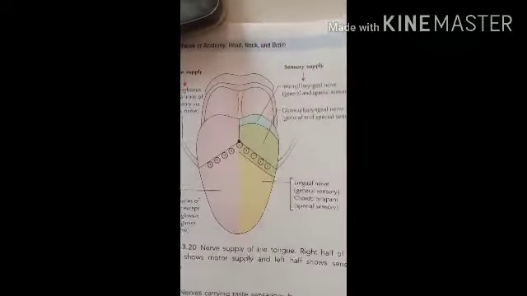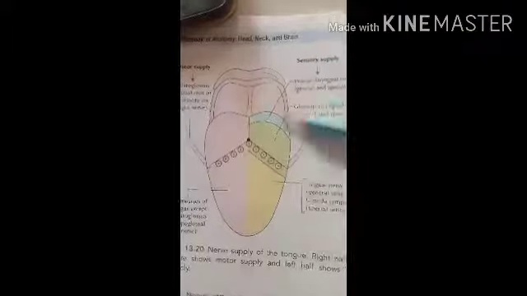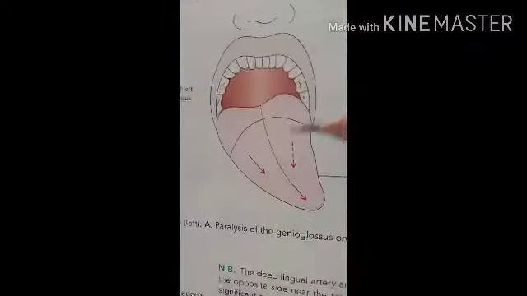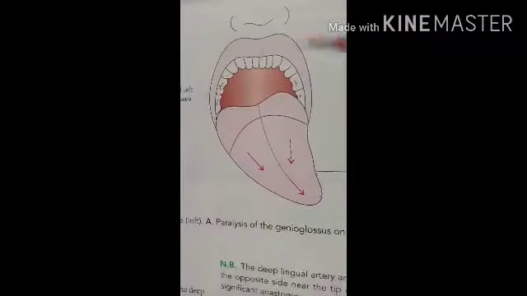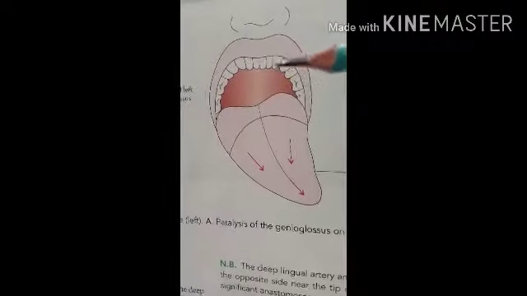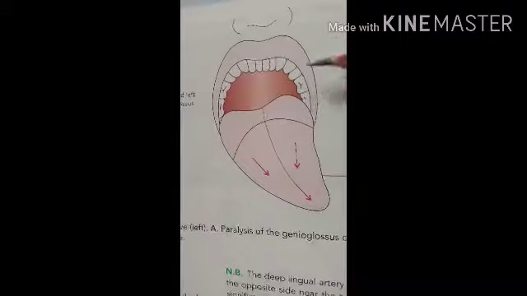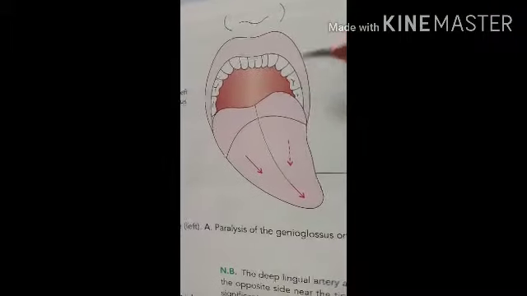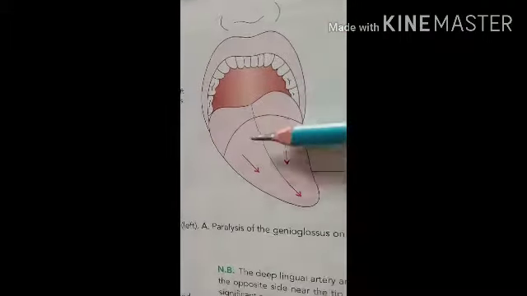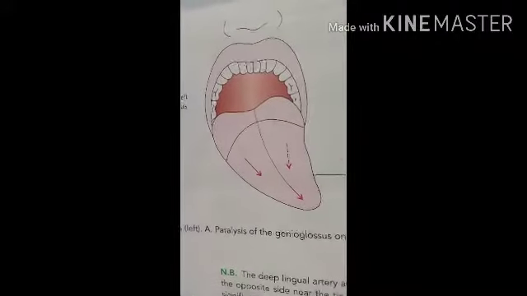Then the clinical anatomy, or the applied anatomy, related to the tongue. The first clinical point is that injury to the hypoglossal nerve produces paralysis of the muscles of the tongue on the side of the lesion. So the tongue will be turned to the lesion side.